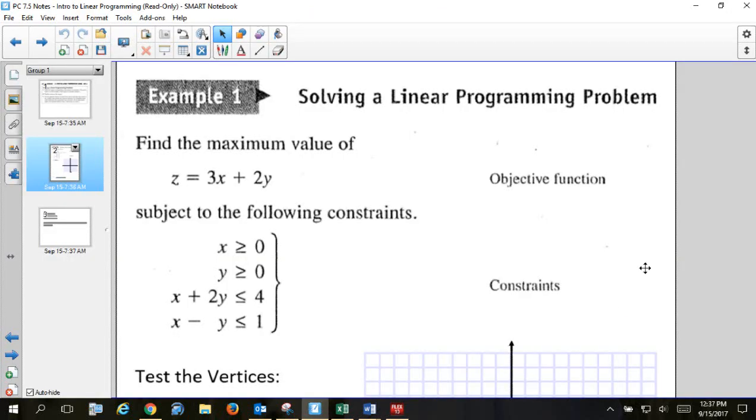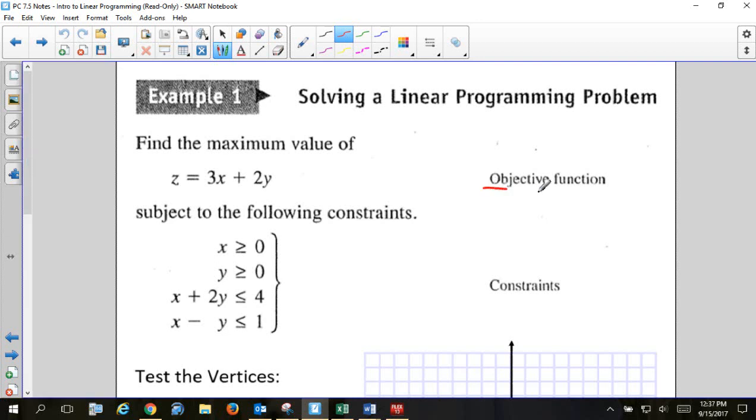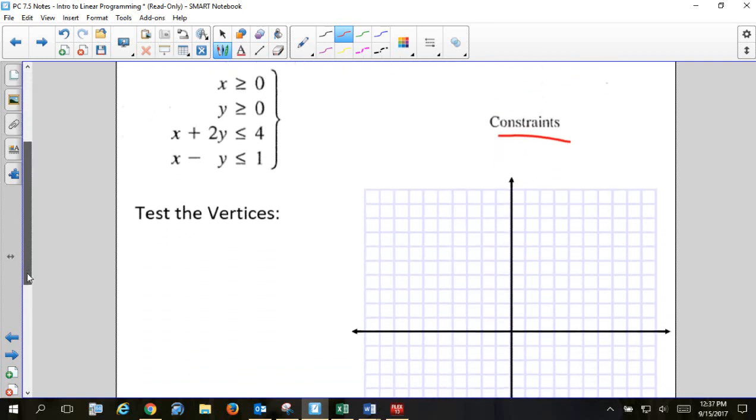The first thing that you want to notice is just this stuff over on the side. This over here is just vocabulary. The first thing written there is called the objective function, and then the stuff we're about to graph, those are called constraints. So we're going to graph x is greater than or equal to 0, and we're going to graph y is greater than or equal to 0.